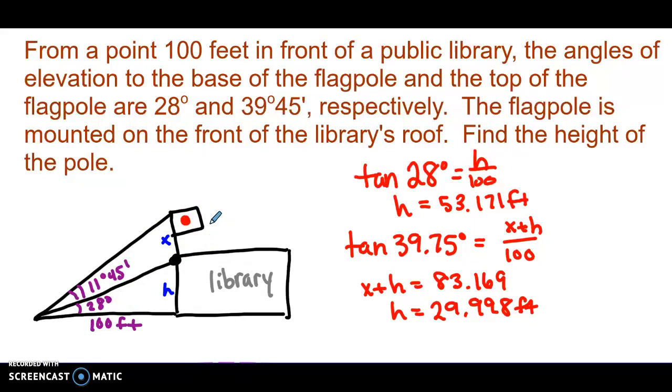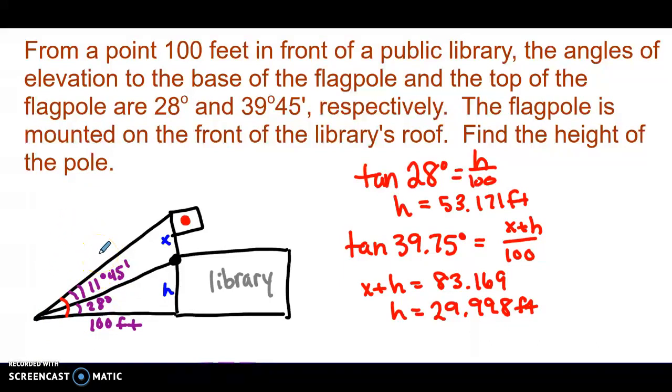Anyway, so it tells you that you're standing at a point 100 feet from the library. Okay, there's an angle of elevation. Remember, angle of elevation is start looking at the horizon but going up. So 28 degrees. And then if you're wondering where this 11 degrees 45 minutes came from, well, that's from taking the 39 degrees and 45 minutes and subtracting the 28 degrees. Is that super important? No, you didn't have to write that in there, but I just did for the sake of the picture.